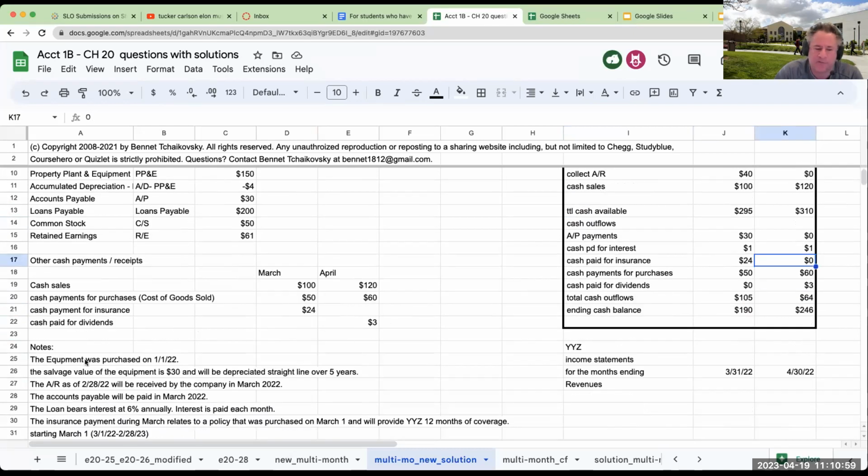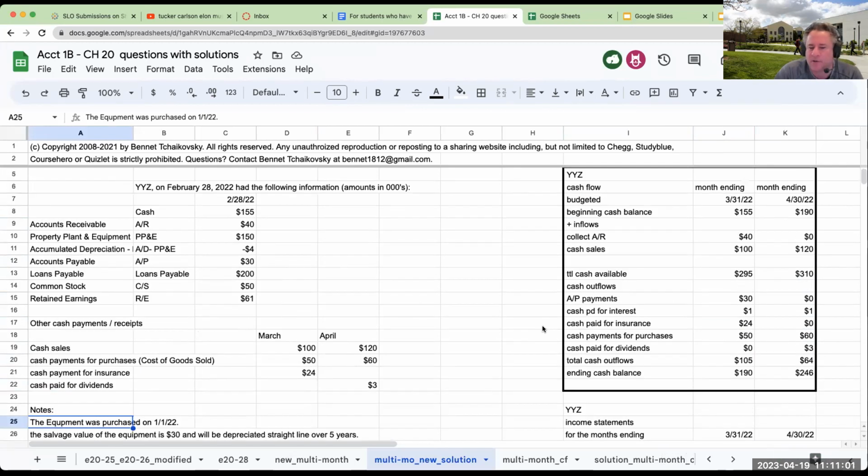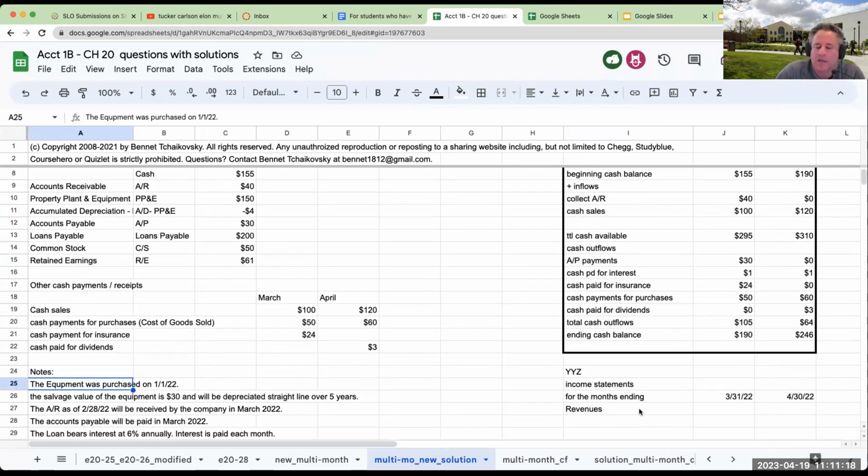As we look at this, let's take a look at revenues. What goes into my revenues? If I'm not given any other information, meaning there were no cash advances received from a customer in revenue, I'm going to say my cash sales must have been my revenues, 100 for March and 120 for April. So that's basically my revenues.